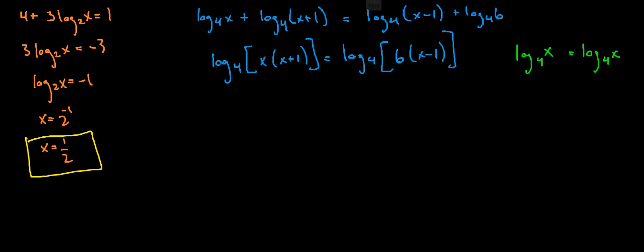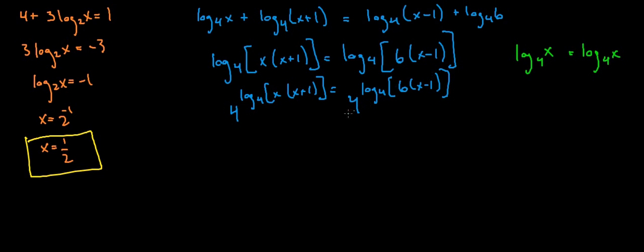Or what I can do is just do the inverse. I can just put everything as an exponent of base 4. So I can say base 4 to the log base 4 of x times x plus 1 is equal to 4 to the log base 4 of 6 times x minus 1. And this is the way I usually think of it. But I think of it this way sometimes too. But more often than not, I'm going to find this method more useful, at least in differential equations and such.